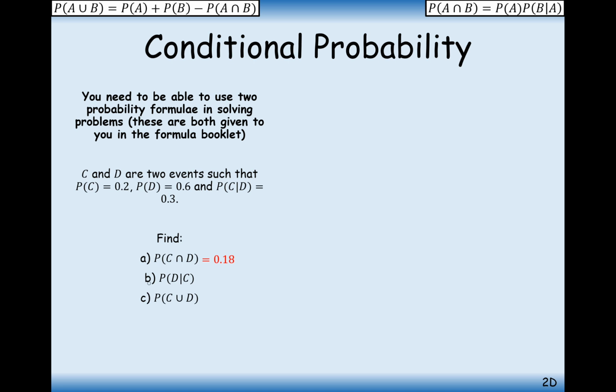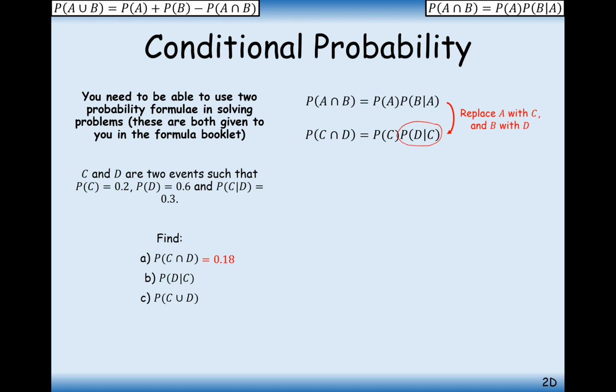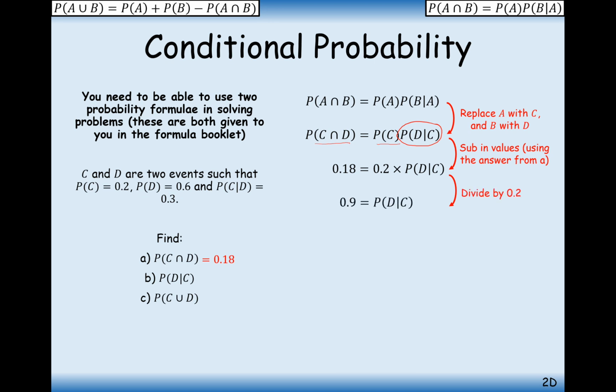Okay, let's now have a look at the probability of D given that C is true. Same formula we were just using, but let's replace it as we did: A replaces C and B replaces D. We want to work out this part of the formula here. We know this part and we know this part here, so let's substitute them in and then divide by 0.2, and we get 0.9 as the probability of D given that C is true.